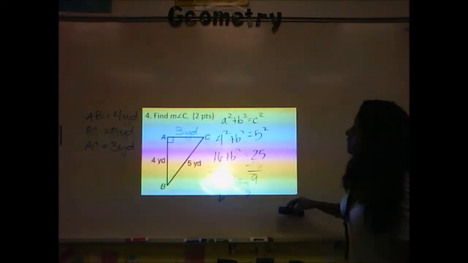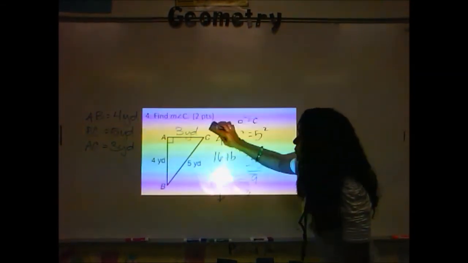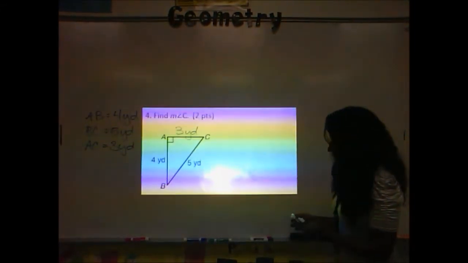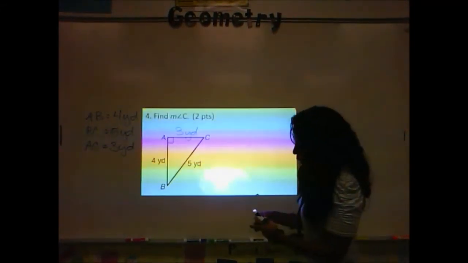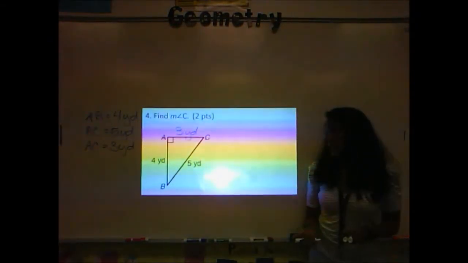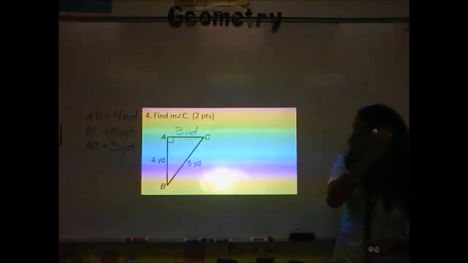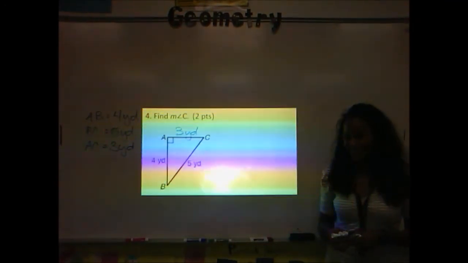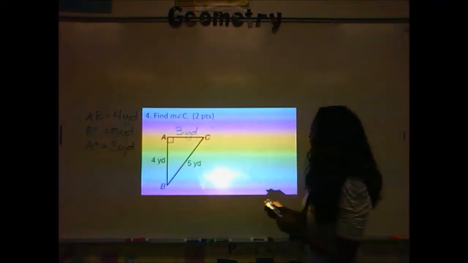Now, they want us to find the measure of angle C. They want us to find this one. When we solve for angle C, we can use sine, cosine, or tangent. It's really up to us. So what do we want to use? I know someone's a big fan of tangent, right? Yes, because I'm so tan.